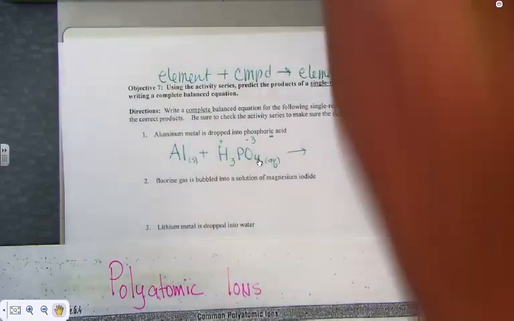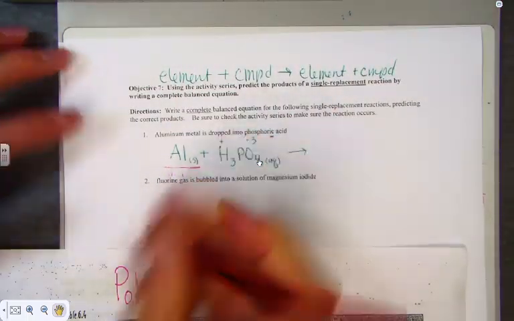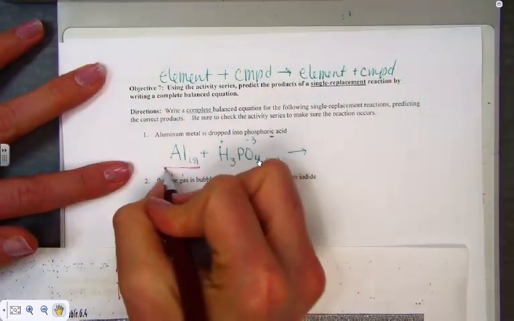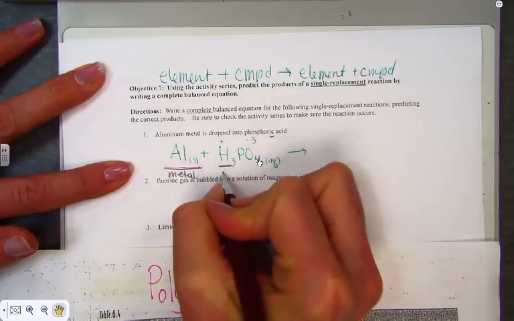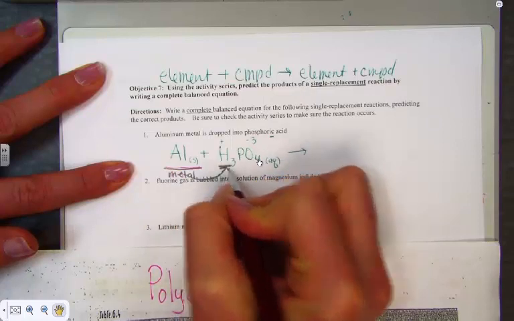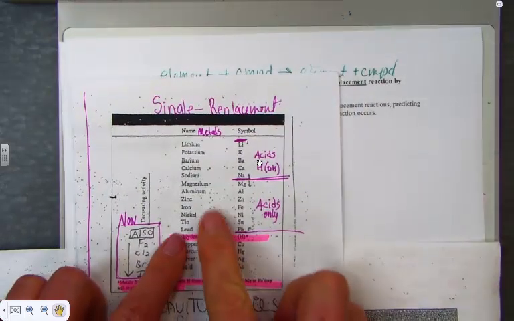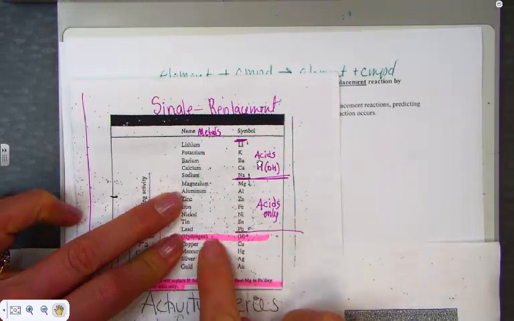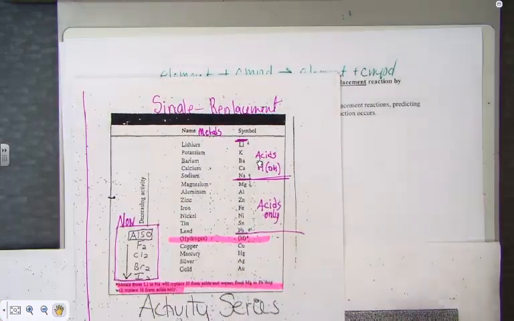Now notice, since we are looking at aluminum as a metal, we compare it to the hydrogen that's written first. Is aluminum strong enough to displace the hydrogen that's in an acid? By strong enough, I mean, is it higher on the activity series? And so that's where we check. Aluminum indeed lies above hydrogen. Therefore, it will displace the hydrogen that's in an acid.